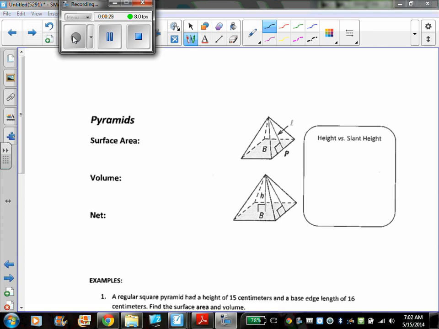So, again, these pyramids are going to be named based on their bases. One with a triangular base will be called a triangular pyramid. One with a square base could be called a square pyramid.